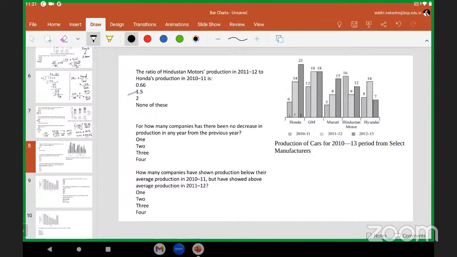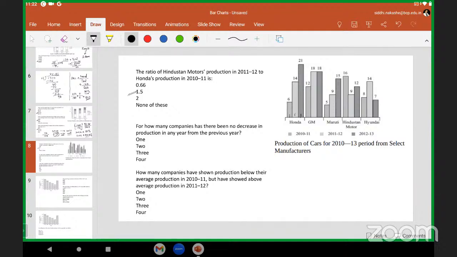For how many companies has there been no decrease in production in any year from the previous year? So if we are considering 2011-12, there should be an increase from its previous year, 2010 to 11. And similarly, when we are considering 12 to 13, there should be no decrease with respect to the production in 2011 to 12. So either the graph has to be constant or it has to be increasing. So for Honda, if you see, there is no decrease over the next years. So Honda won't be in that category.